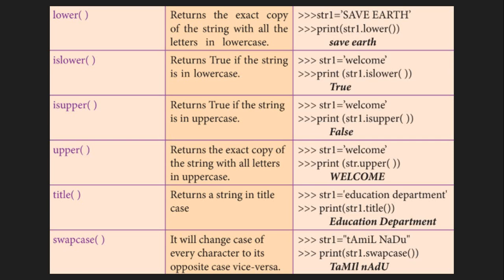Lower will turn all the uppercase characters into lowercase characters. Is lower will check if all the characters are in lowercase, and it will return true. Even if one is in uppercase, it will return false. Upper will turn lowercase to uppercase. Is upper: if all the letters are in uppercase, it will return true. Even if one letter is in lowercase, it will return false.